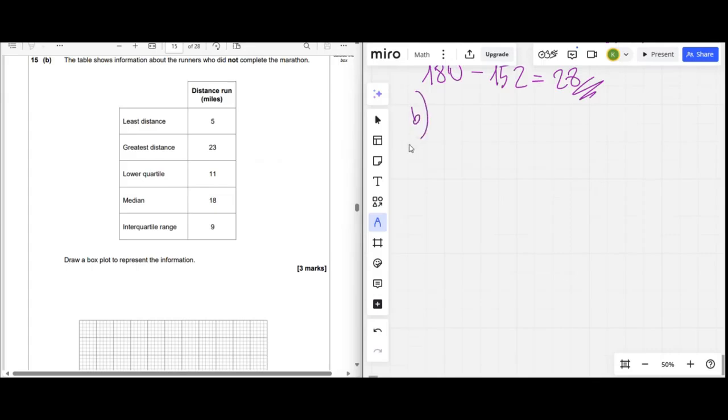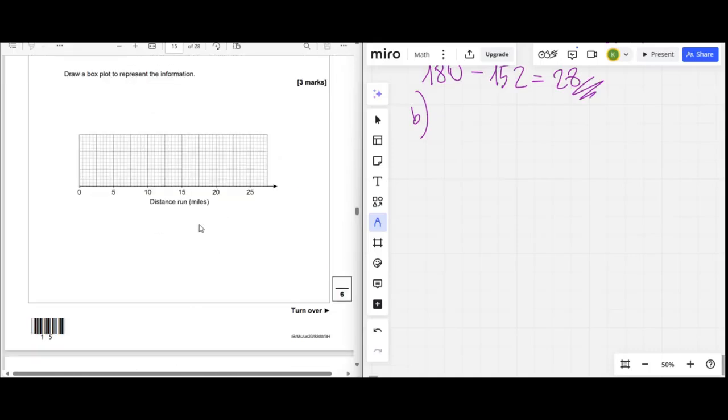In part B, we have the table that shows information about the runners who did not complete the marathon. So for those 28 people, we have least distance 5 miles, greatest distance 23 miles, lower quartile being 11, median being 18, and interquartile range being 9. Draw a box plot to represent the information.